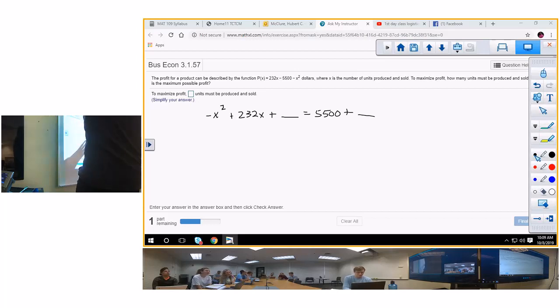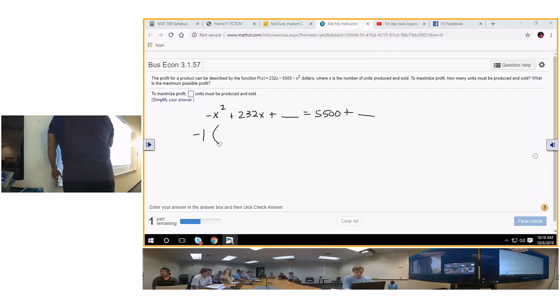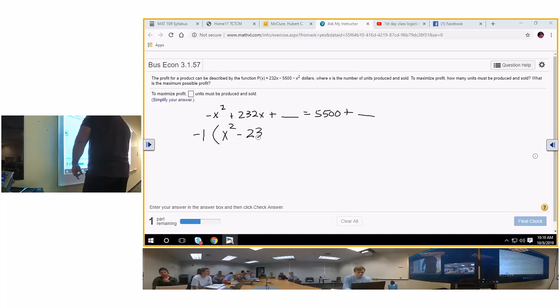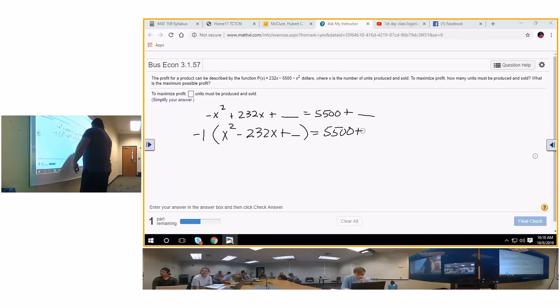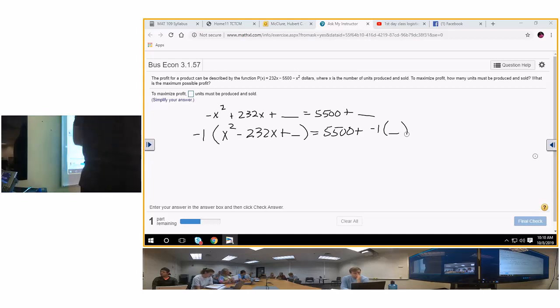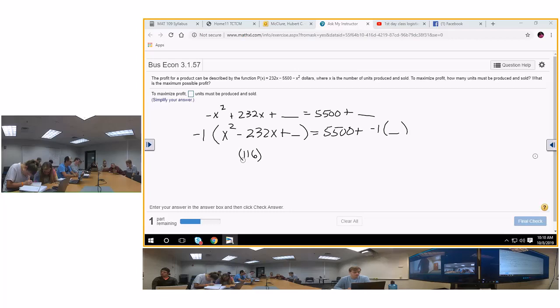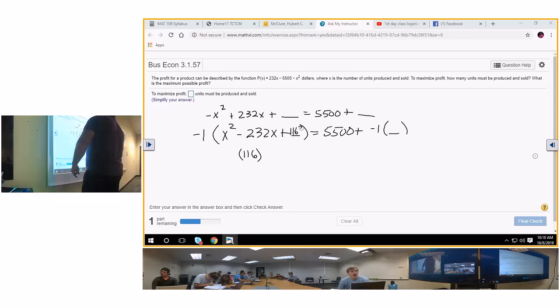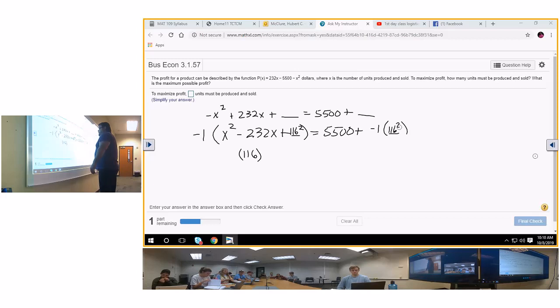All right. So, negative x squared, we're going to factor that out, or negative 1. I'll do this for y'all. x squared minus 232x plus blank is equal to 5,500 plus negative 1 times blank. Now this is going to be hard for y'all. What's half of 232? And what's 116 squared? It's going to be a big number. We don't need it over here, but we need it over here. I'll just put 116 squared.